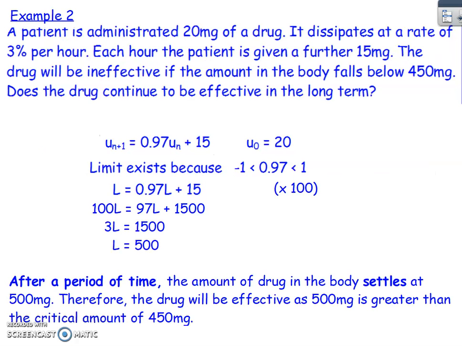So a patient is administered with 20 milligrams of a drug. It dissipates at a rate of 3% per hour. Each hour the patient is given a further 15 milligrams. The drug will be ineffective if the amount in the body falls below 450 milligrams. Does the drug continue to be effective in the long term? So what we do here is we write U(n+1) equals 0.97 U(n) plus 15.